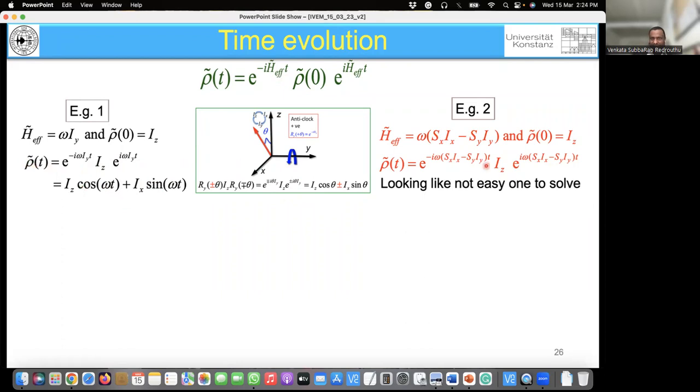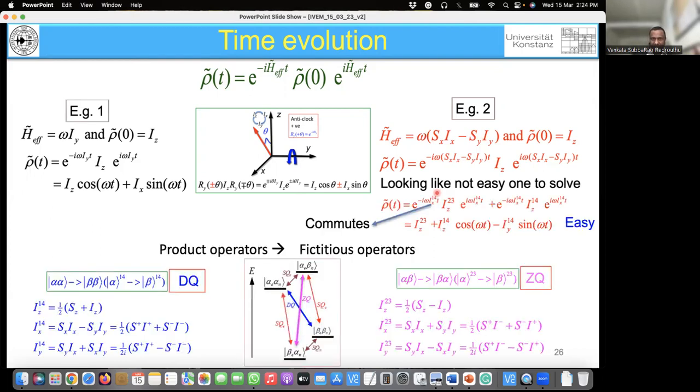But when the Hamiltonian has a form like this, a combination of product operators, it's not that easy to solve the density operator. So what we do is rewrite these terms in a subspace, the double quantum subspace and the zero quantum subspace, where these product operators are listed here. We can say that this operator entirely acts as a Z operator. This combination of X and Y gives an X operator, and this one is a Y operator. Same for the zero quantum subspace.